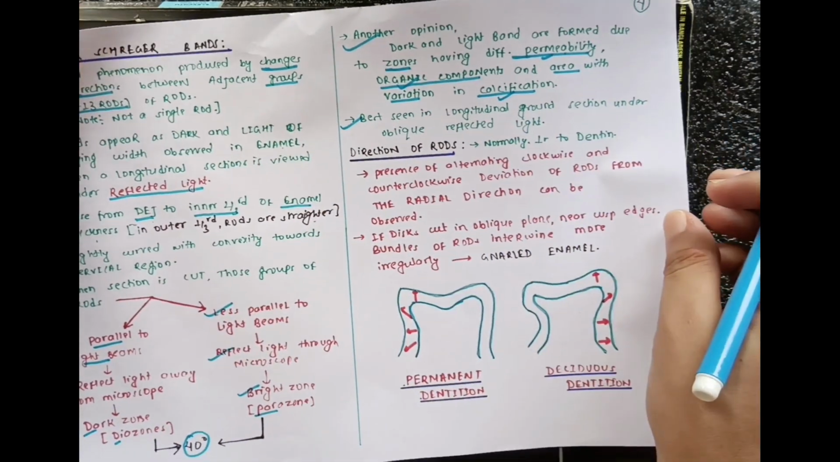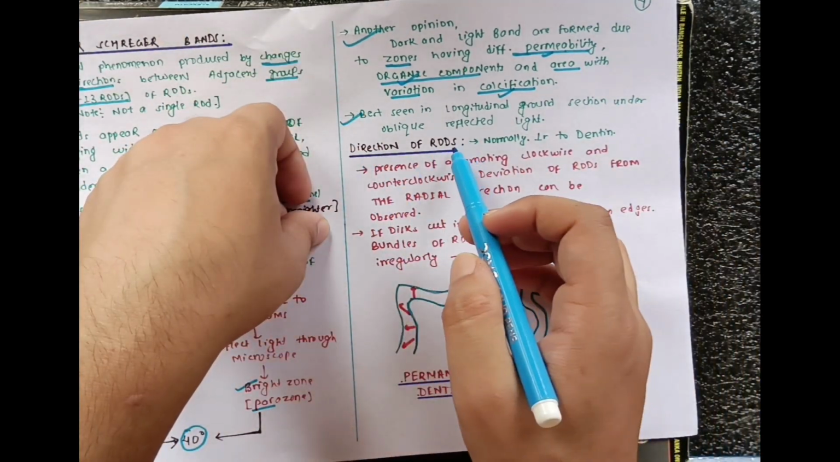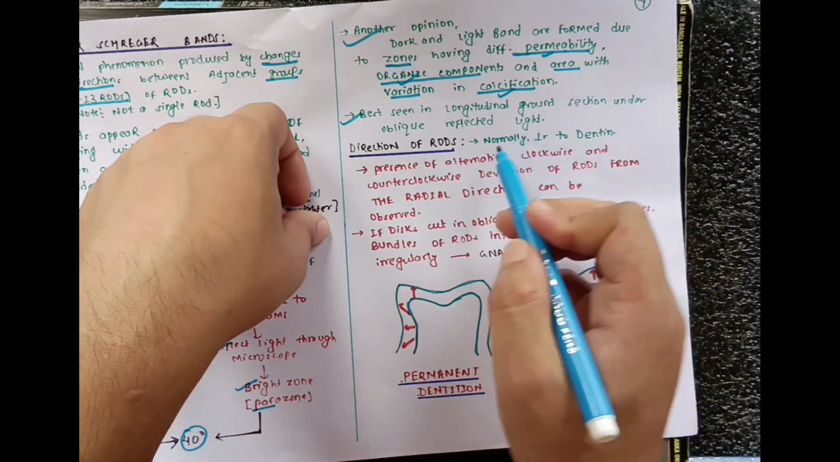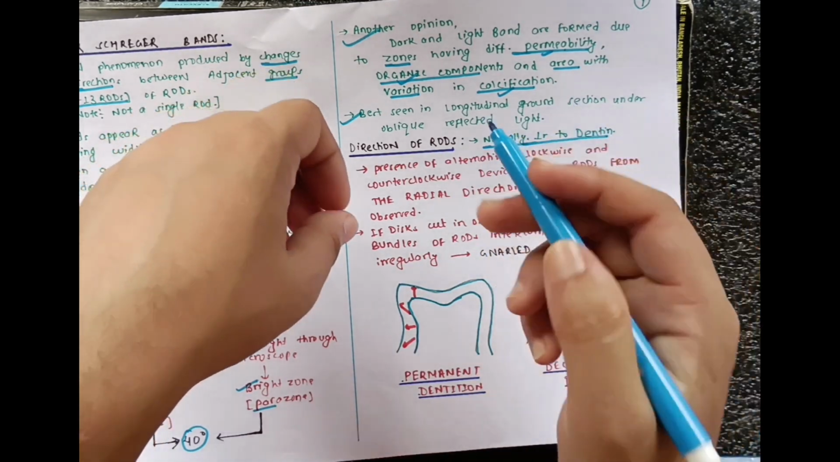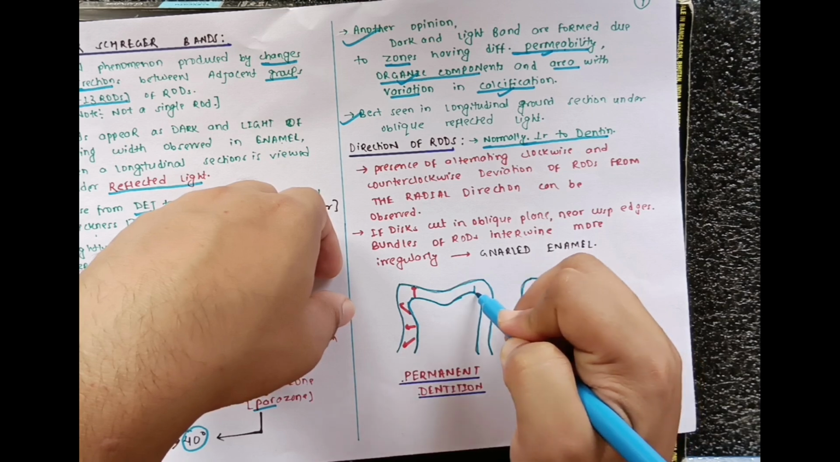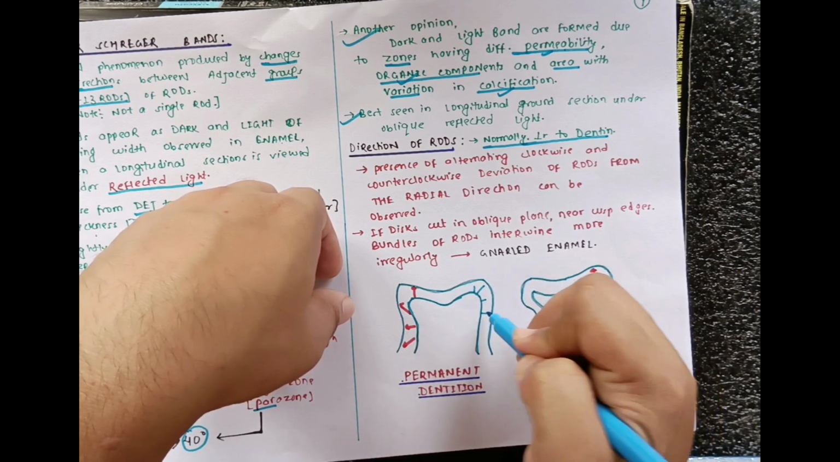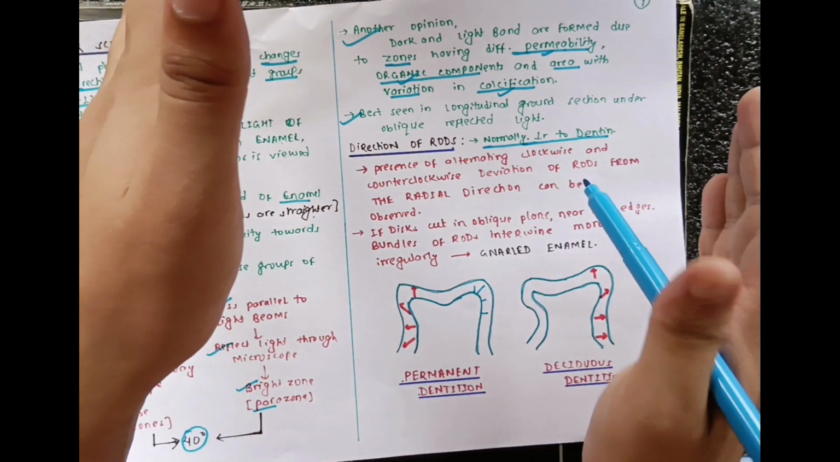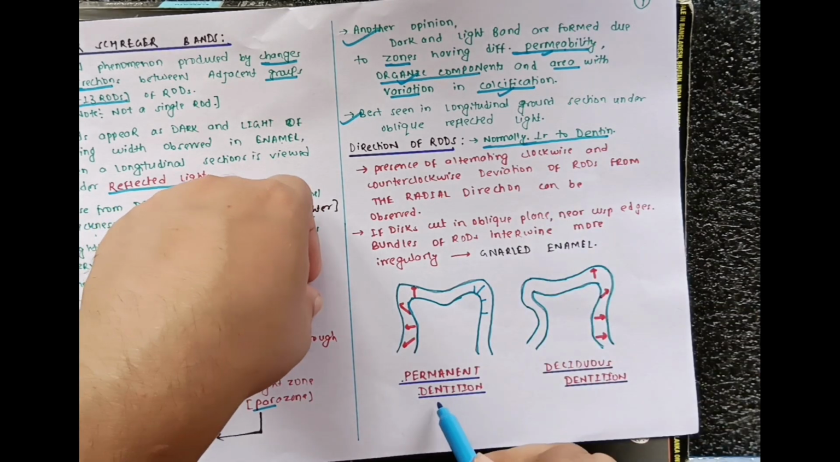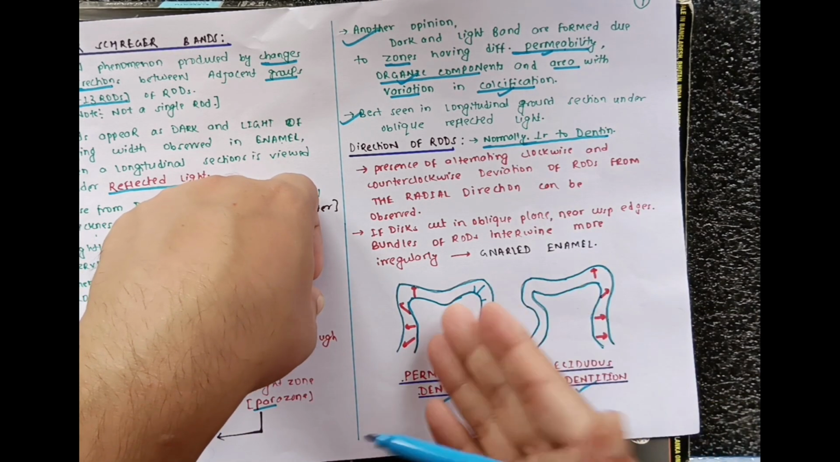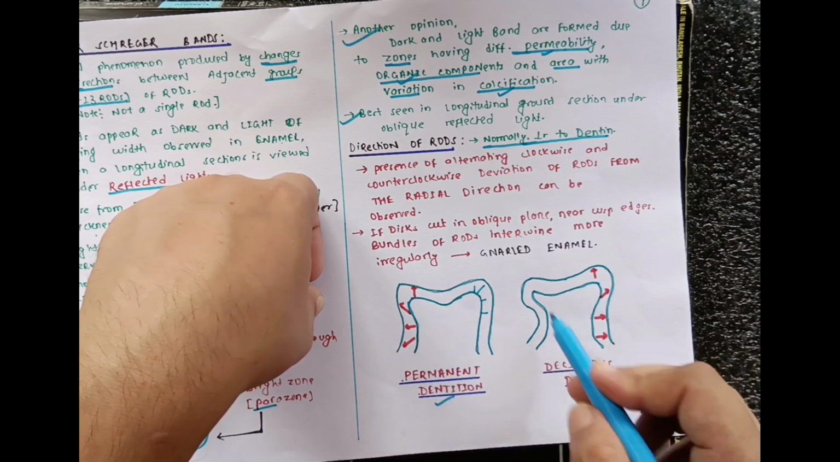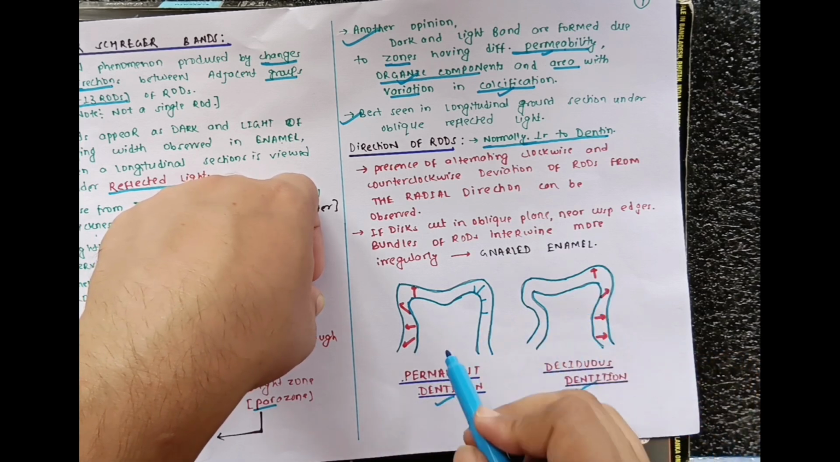And our last topic of today's video is the direction of the rod. In the direction of the rod, as I have written, they are generally perpendicular to the dentin. Here is perpendicular, here it is perpendicular. Normally they are perpendicular, but in permanent dentition, as I have written here, and in deciduous dentition, as I have drawn here, it differs. So this is very important to be remembered.